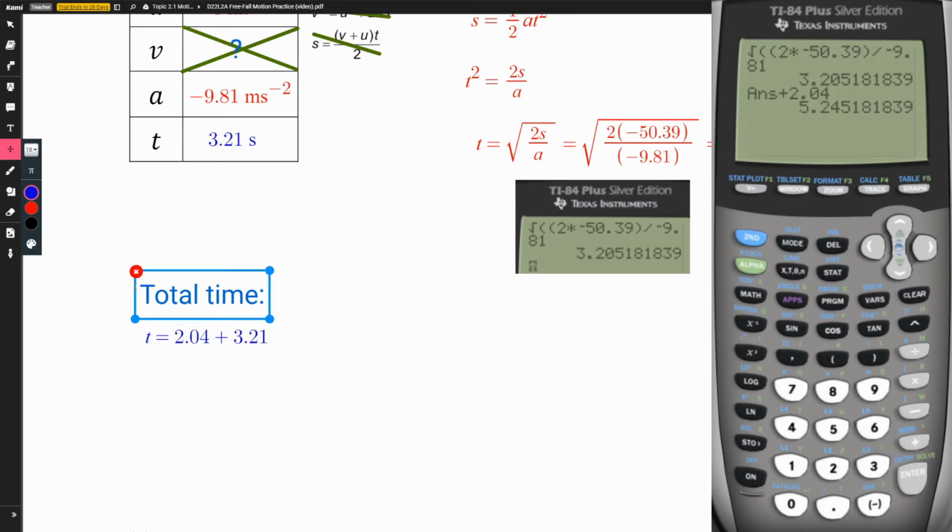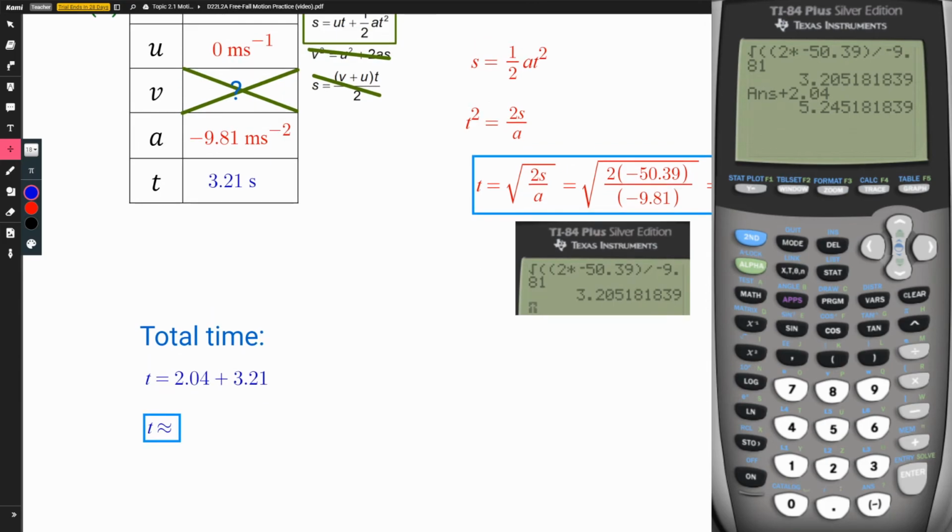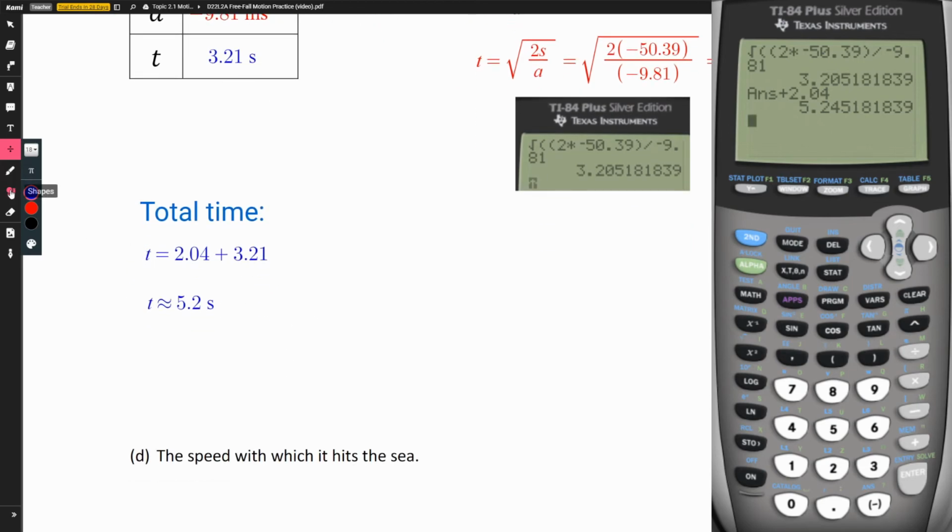5.2451. And so we'll quote that on our paper as saying that t is approximately equal to, and I know that I'm done now. I'm not going to need to use this time again. So I'm actually finished. So I can just straight up write this answer down, round it off correctly. So that's going to be 5.2 seconds. And so that's our total time. And that's our answer to this question.